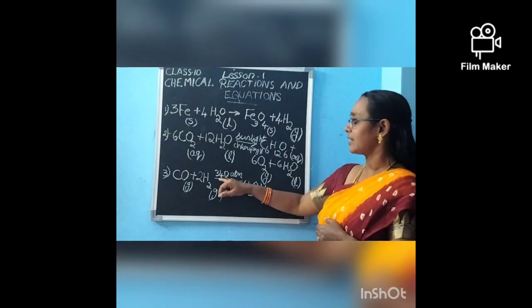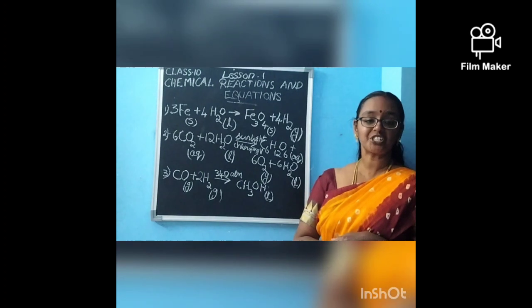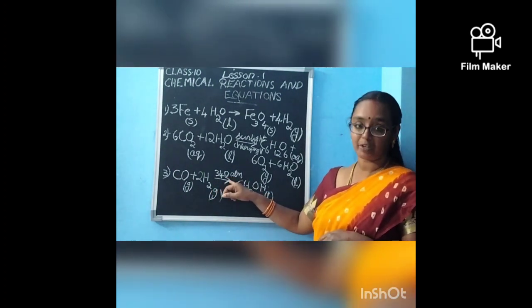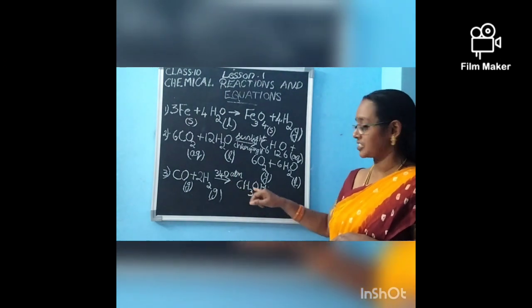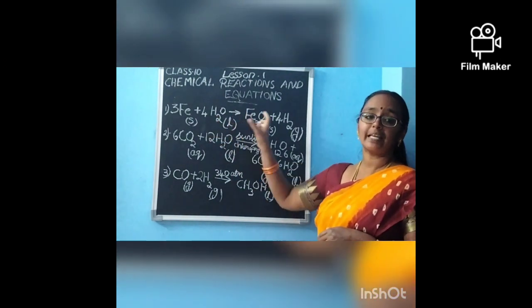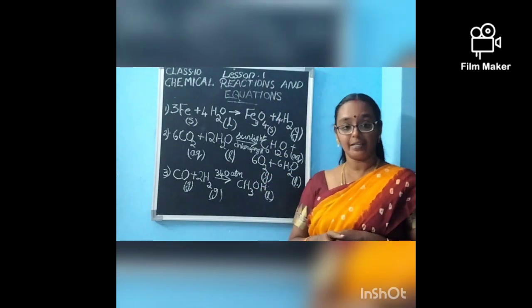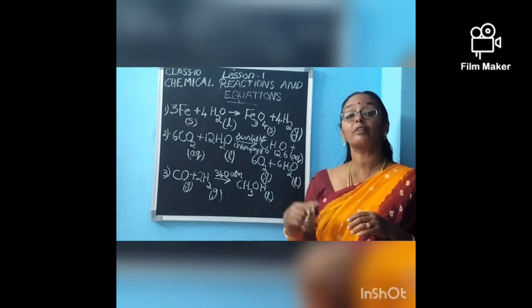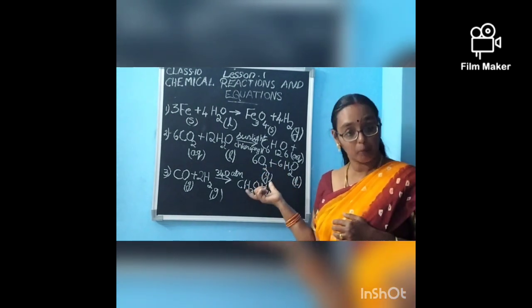They have mentioned 340 atm, meaning pressure. They are giving the pressure as 340 atmospheric pressure at which the reaction is occurring. So, in a chemical reaction, we can find what the reactants are, in which form the reactants are, and what the product will be, and in which form the products will be.